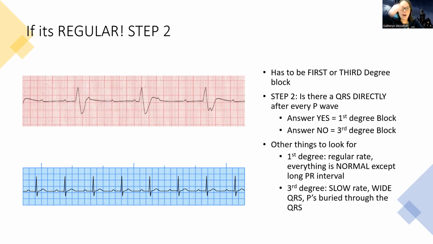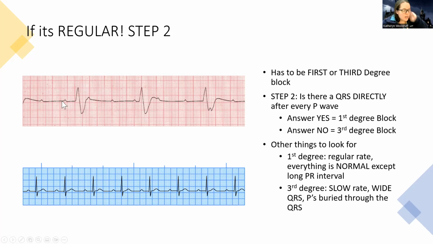Step two is differentiating. Okay, I know it has to be a first or a third degree block, but how do I differentiate between those two? So step two, if it's regular, is to ask if there is a QRS directly after every P wave. If the answer is yes, you have a first degree block. If the answer is no, you have a third degree block.